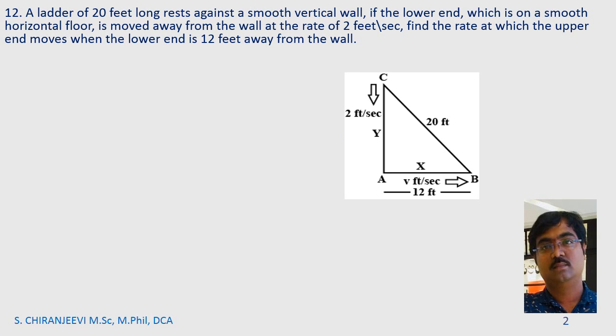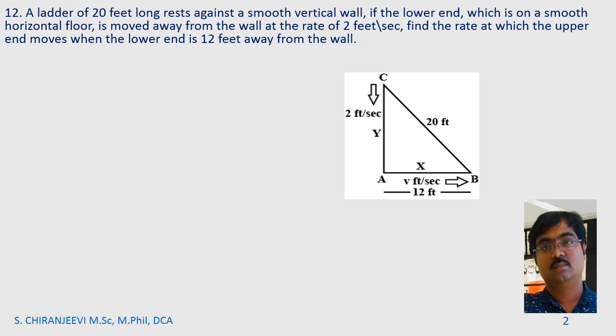Next problem, a ladder of 20 feet long rests against a smooth vertical wall. If the lower end, which is on a smooth horizontal floor, is moved away from the wall at the rate of 2 feet per second, find the rate at which the upper end moves when the lower end is 12 feet away from the wall.